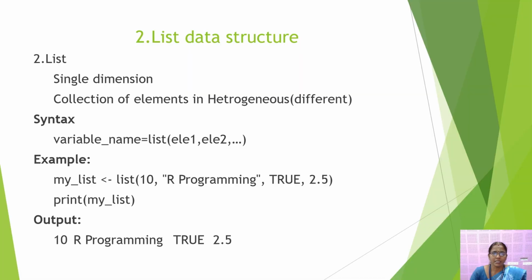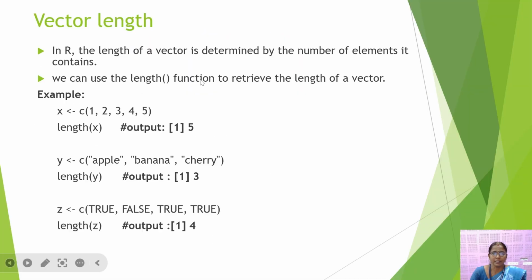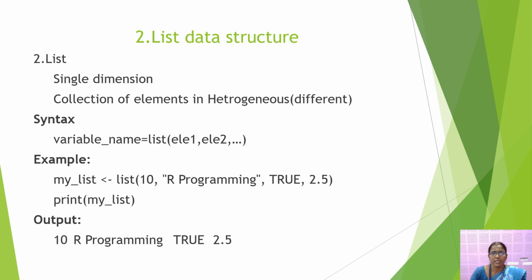So the second data structure is the list data structure. In the previous one, the vector, all elements stored are homogeneous. List data structure also stores elements in a single dimension. But in a list, there can be a number of elements of heterogeneous types. Heterogeneous means different data elements can be stored, different categories, that is, different data type elements can be represented in list data structures.